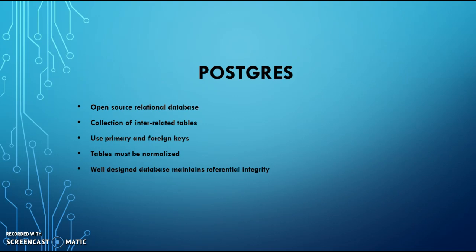And if a database is properly normalized, then these records can maintain what's called referential integrity, which means that if, for example, customer information is updated in one field, all the records associated with that customer will get the appropriate update.